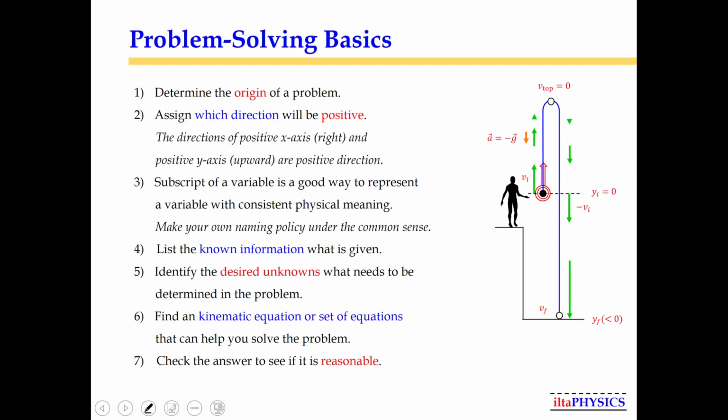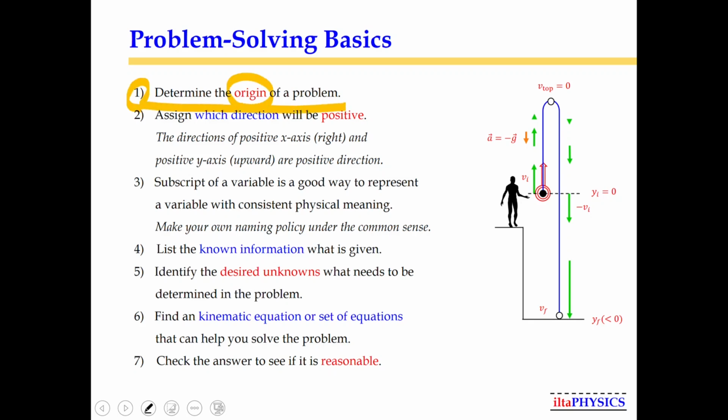To solve the problem mathematically, we first need to decide on the origin and the direction of motion. These are the first and second steps. Let's take the example shown on the right. A person throws an object upward from a high place, and the object goes up, stops, and then falls back down. The first step, choosing the origin, is about deciding the starting position of the object's motion.